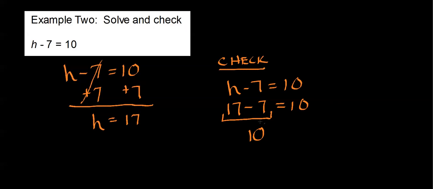17 minus 7 is 10. And notice I have the same number on both sides of the equation. So I have a good answer here. So final answer is h equals 17.